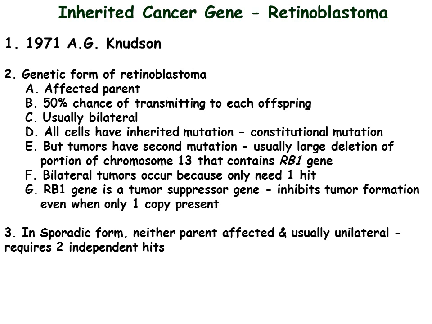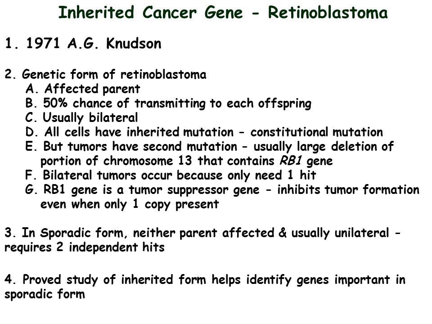Now, in the sporadic form, neither parent is going to be affected, and it's usually just going to be unilateral, and that's because it will require two independent hits. The study of the inherited form by studying retinoblastoma helps identify genes important in the sporadic form. And that, of course, is also true for other cancers, I should say, particularly breast cancer.